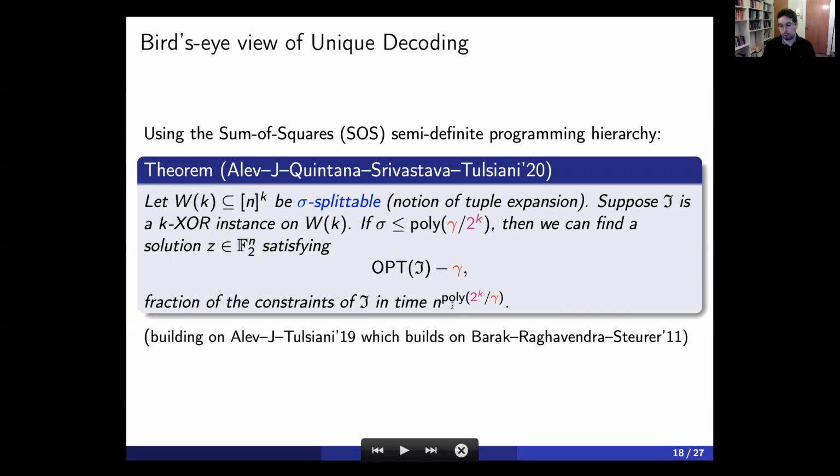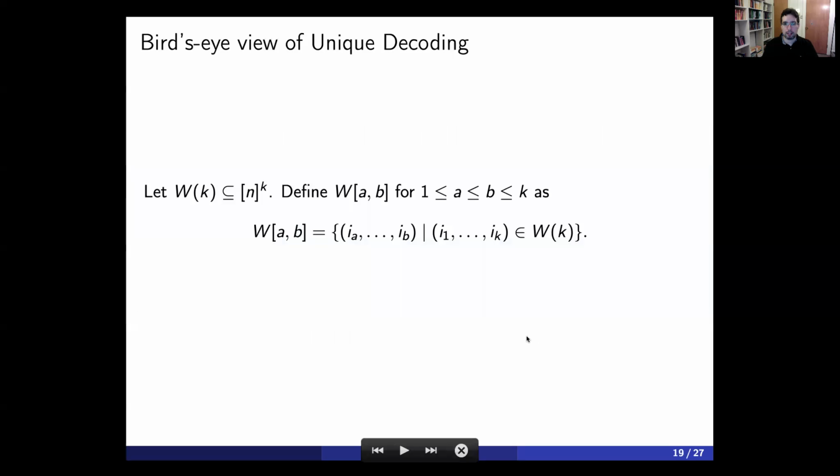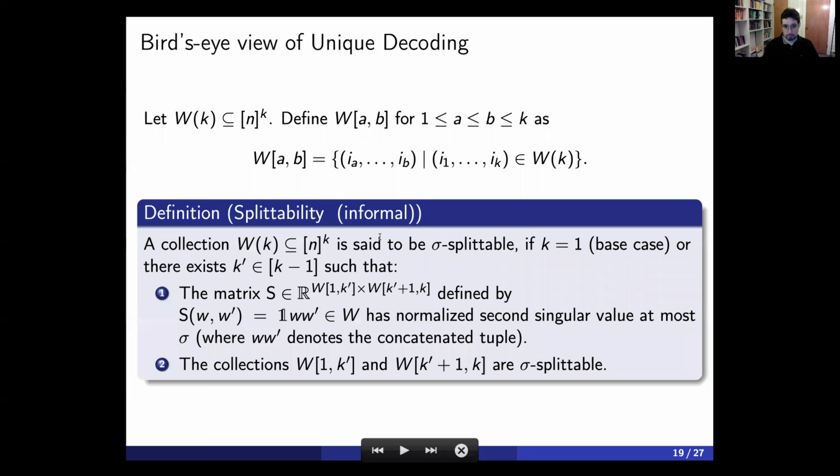The running time is polynomial, but not the best one. And this builds on our previous work and also on Barak, Raghavendra and Steurer. To define splittability, we are going to take this collection and look at sections of these. So suppose that we restrict the tuples to an interval AB. For every tuple in the collection, you just take this subinterval. And splittability is going to be a recursive notion. So we start with this collection, and if it has size 1, you're done.